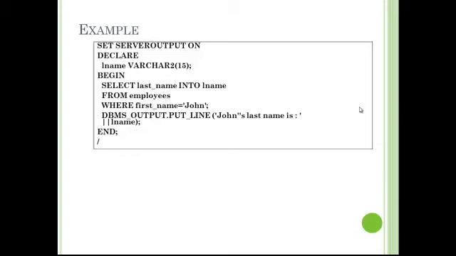Example: set serveroutput on, declare name varchar2, begin, select last_name into name from employees where first_name is John, dbms_output.put_line John, last name is name.